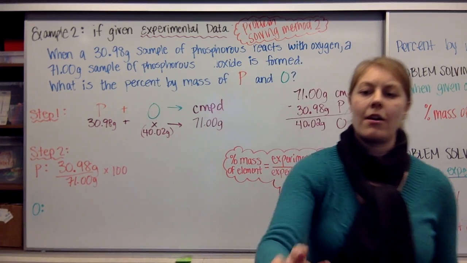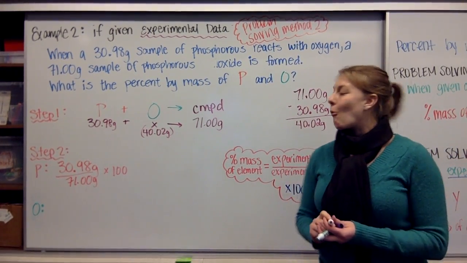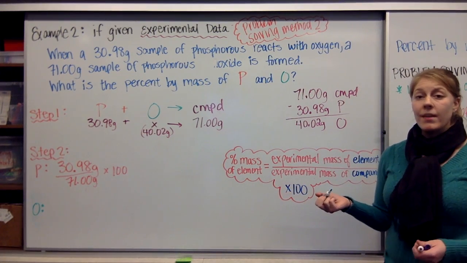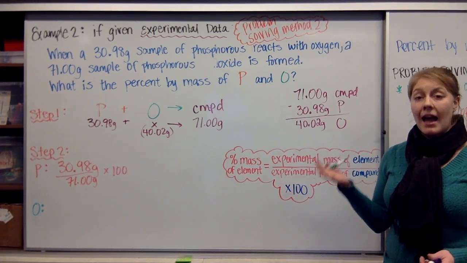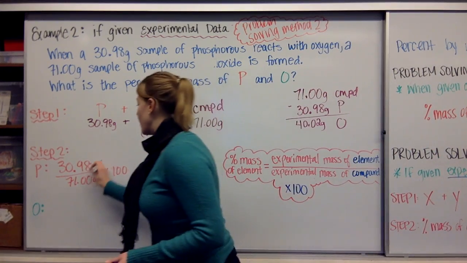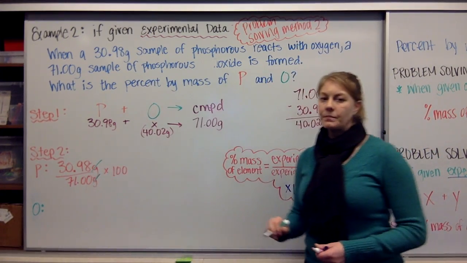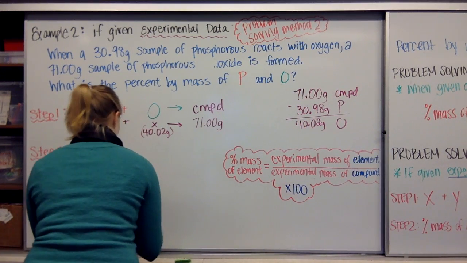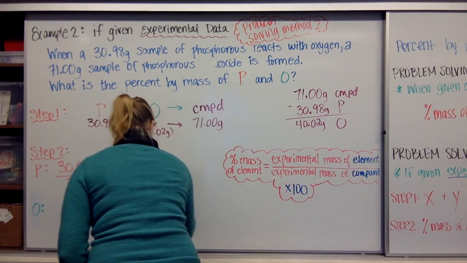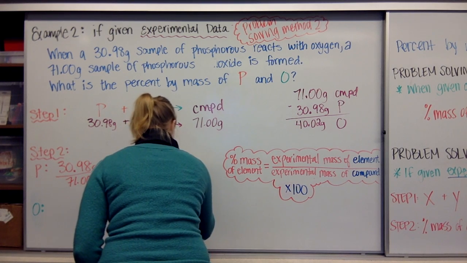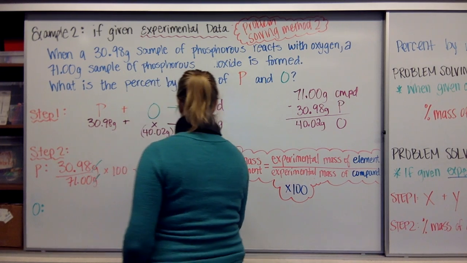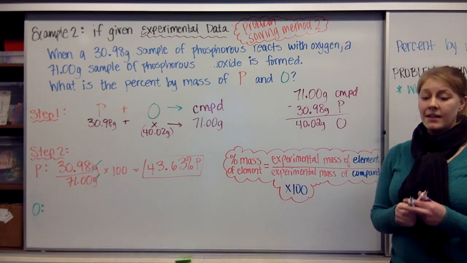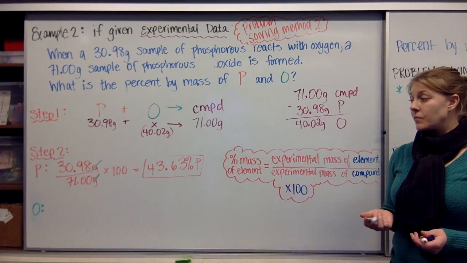Now what unit crosses off here? Notice that it's not grams per mole this time because we're not using the molar mass, we're using an actual mass measurement. So it's grams that crosses off. When we calculate this out, we get 43.63% phosphorus. Great. Phosphorus is done. Now we just need to do oxygen, okay?